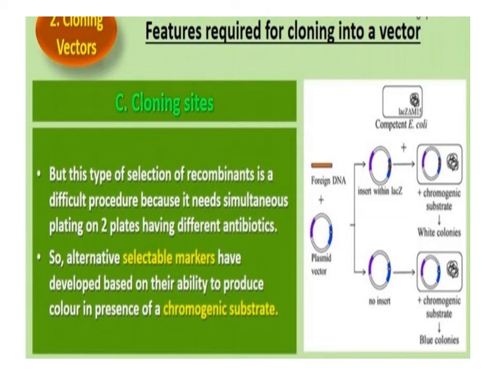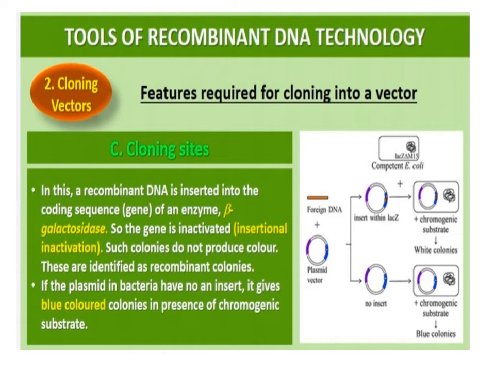But this type of selection of recombinants is a difficult procedure because it needs simultaneous plating on two plates having different antibiotics. So alternative selectable markers have been developed based on their ability to produce color in the presence of a chromogenic substrate. In this method, recombinant DNA is inserted within the coding sequence that codes for the enzyme beta-galactosidase, resulting in the inactivation of the synthesis of the enzyme. It is called insertional inactivation.